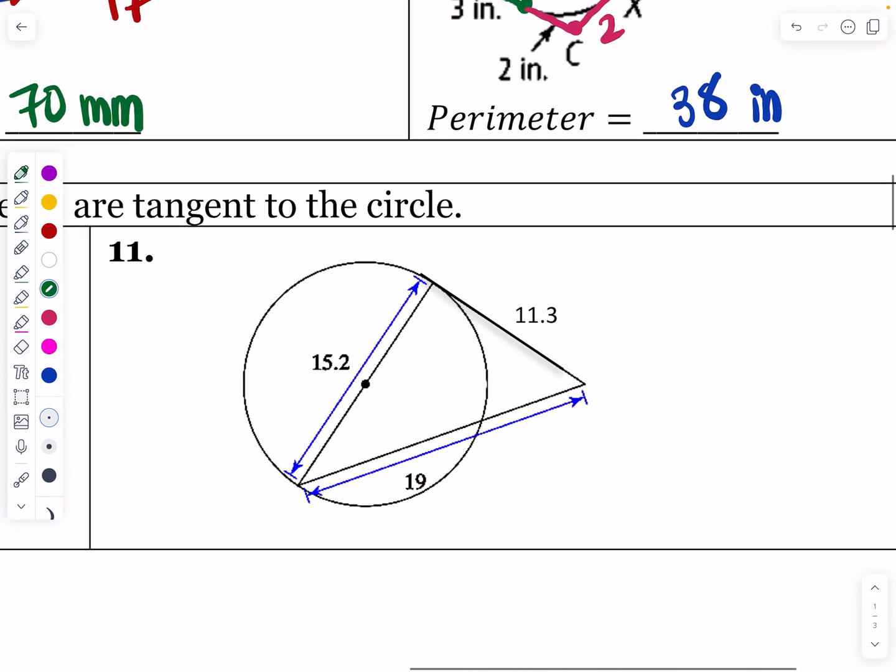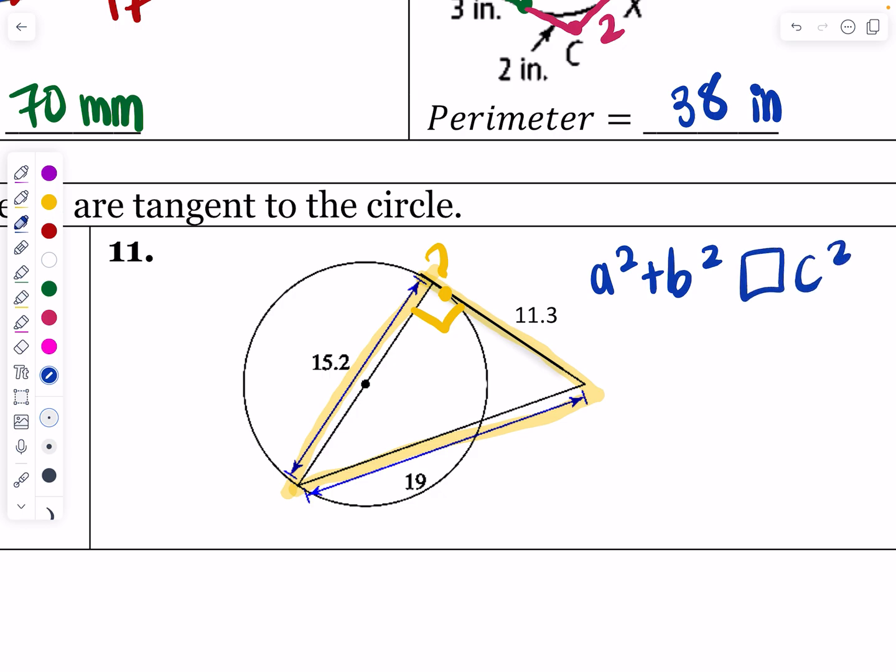Okay. Number 11, we are looking to see if this is a right angle, so I'm going to put a question mark here. Which one is my hypotenuse? My hypotenuse on this right triangle, this possible right triangle, I should say, would be the 19. So we're going to see, is a squared plus b squared equal to c squared or not equal to c squared? So 11.3 squared plus 15.2 squared. We're going to see how that compares to 19 squared. 19 squared. Cannot do that in my head, so hold on one second.